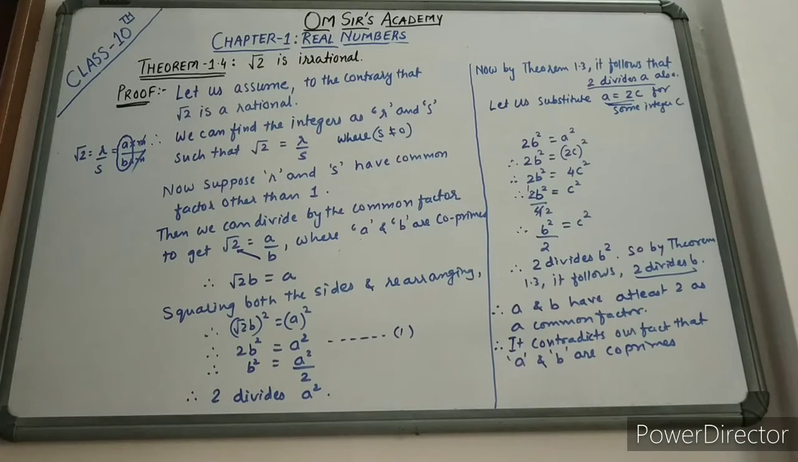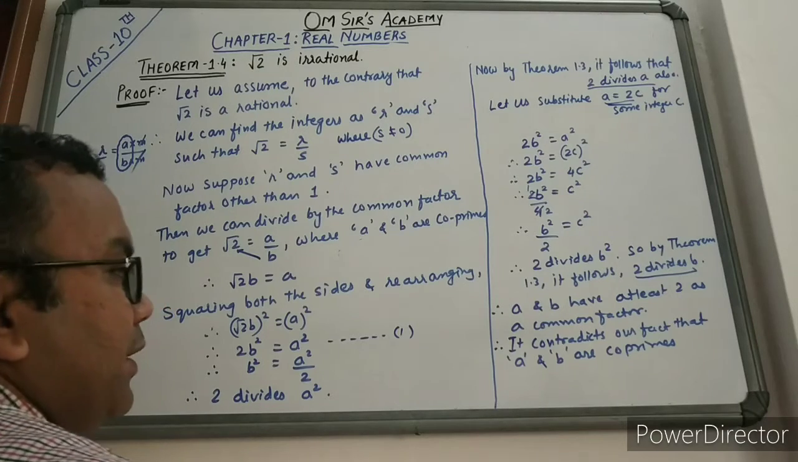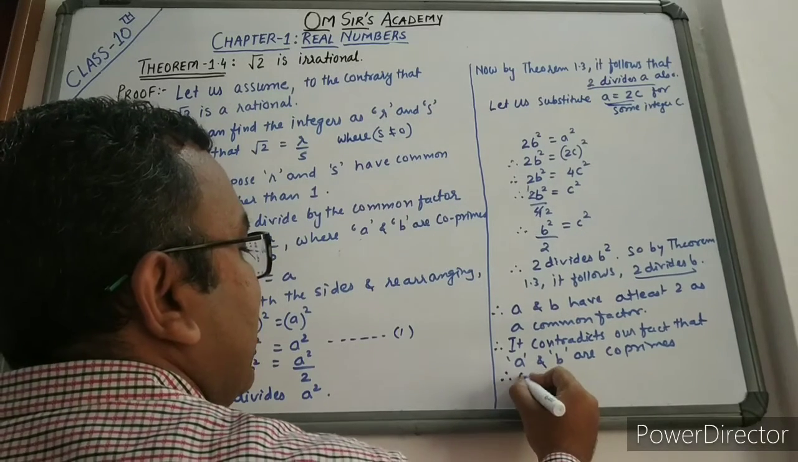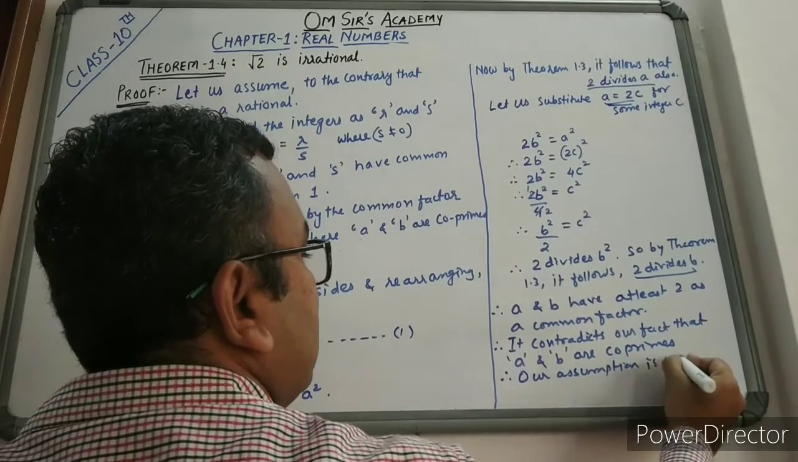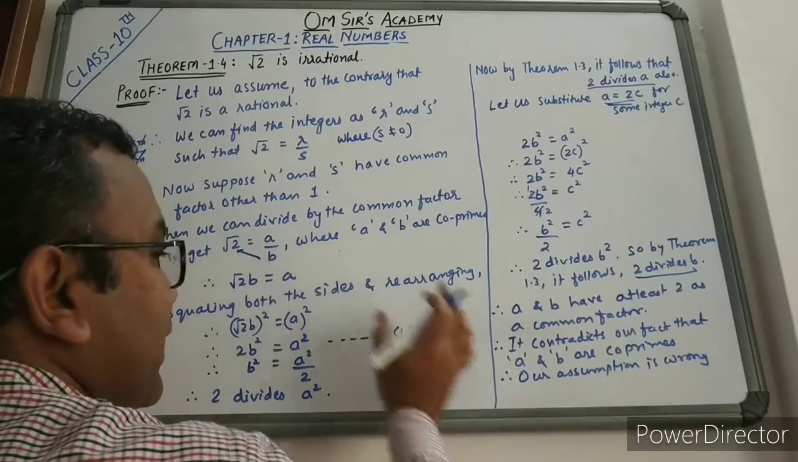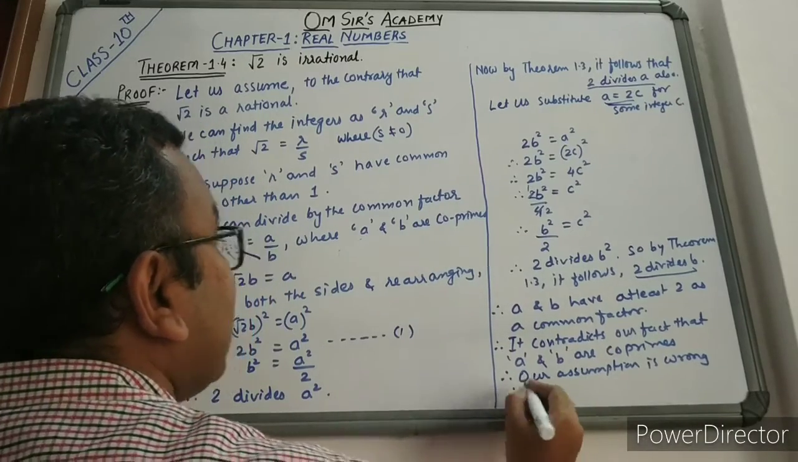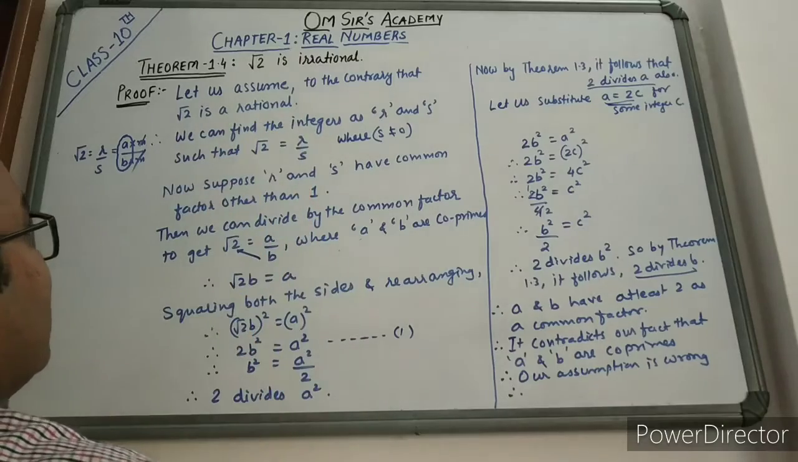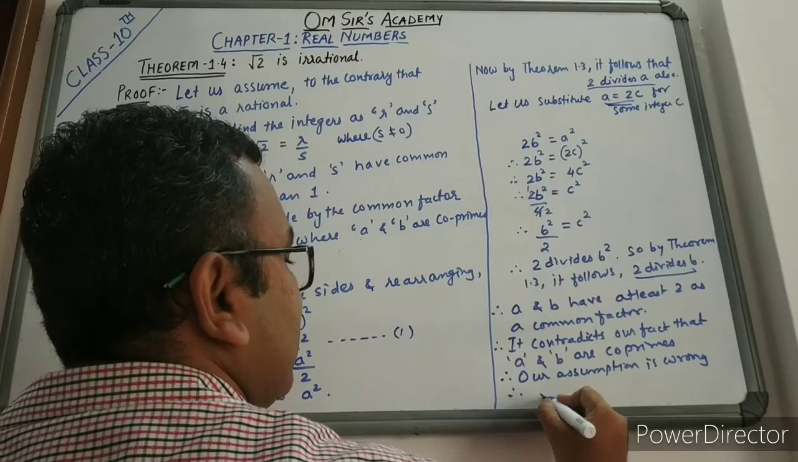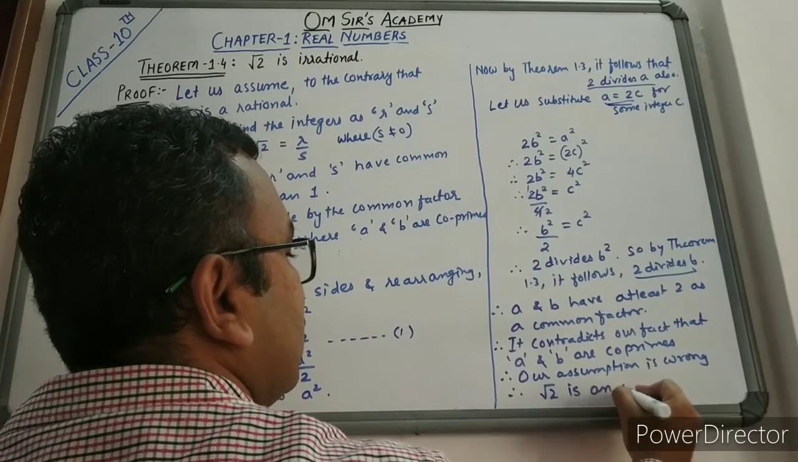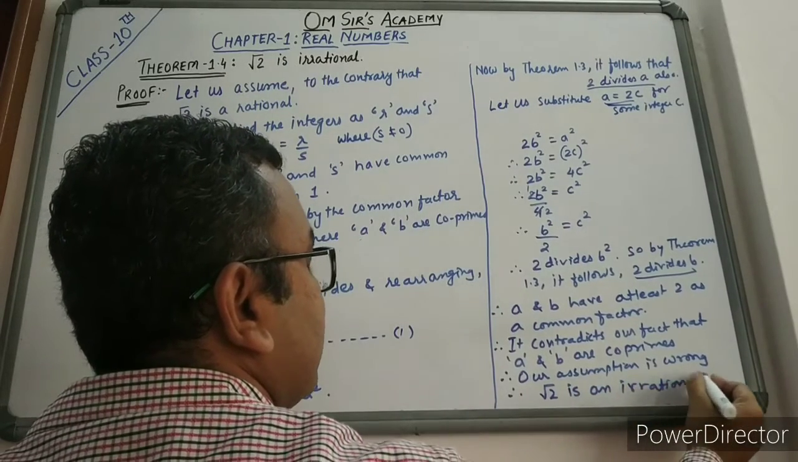ठीक है. ये हकीकत से ये ऑपोजिट हो रहे हैं. So the contradiction has arisen because our assumption is wrong. Okay, so therefore we can write our assumption is wrong. हमने जो भी एज्यूम किया था वो गलत है. तो हमने क्या एज्यूम किया था? That root 2 is a rational. हमने ये एज्यूम किया था. सो इट इज रॉन्ग. सो इट इज एन इररेशनल. So therefore root 2 is an irrational number.